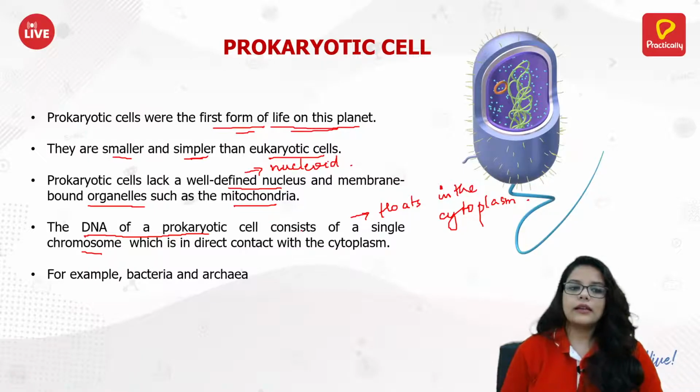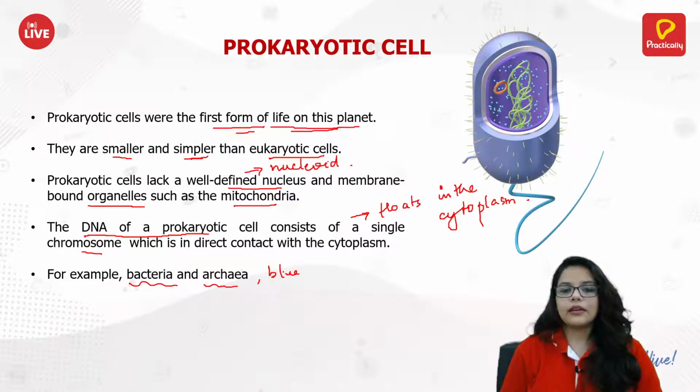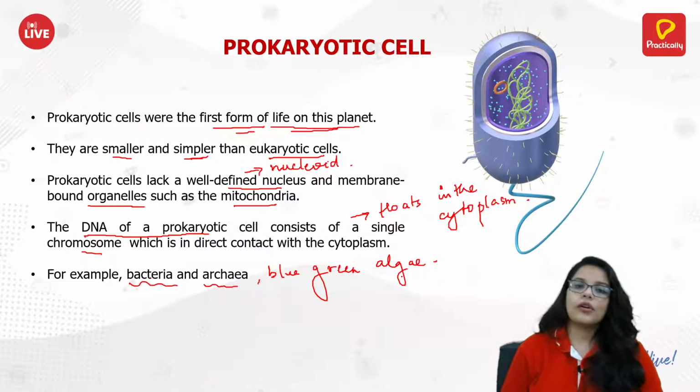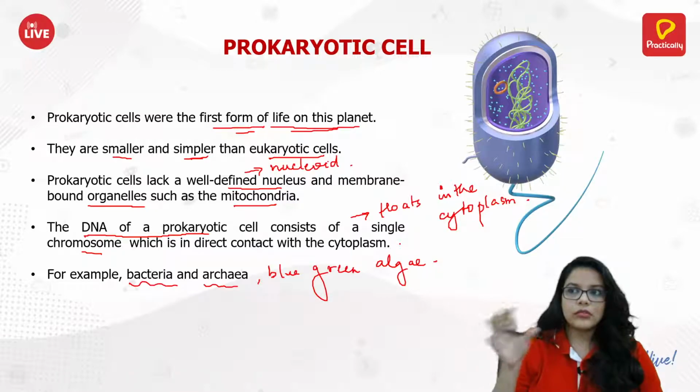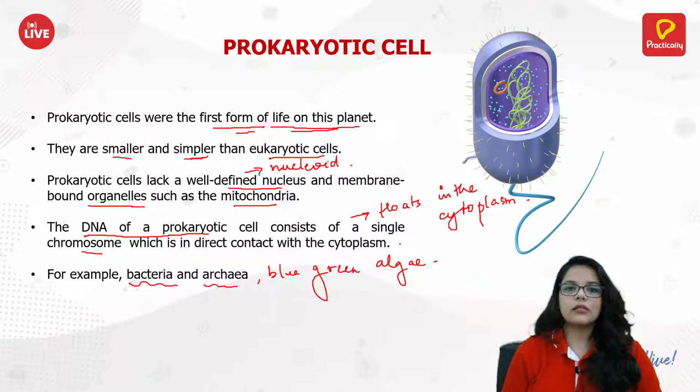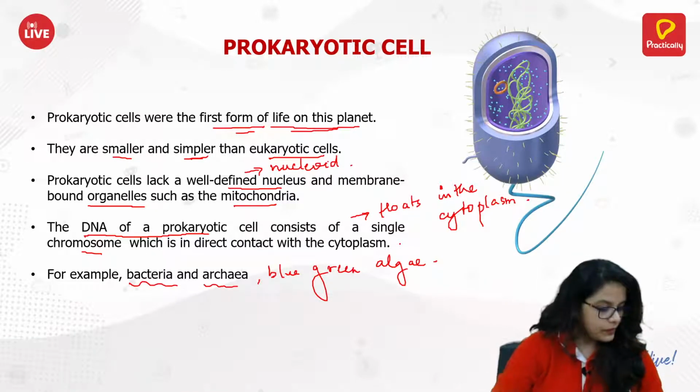For example, bacteria, archaea, and blue-green algae are the organisms which are prokaryotic cells.